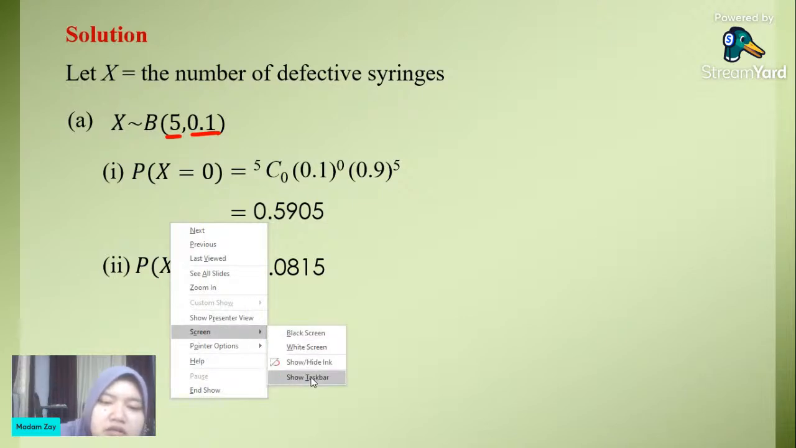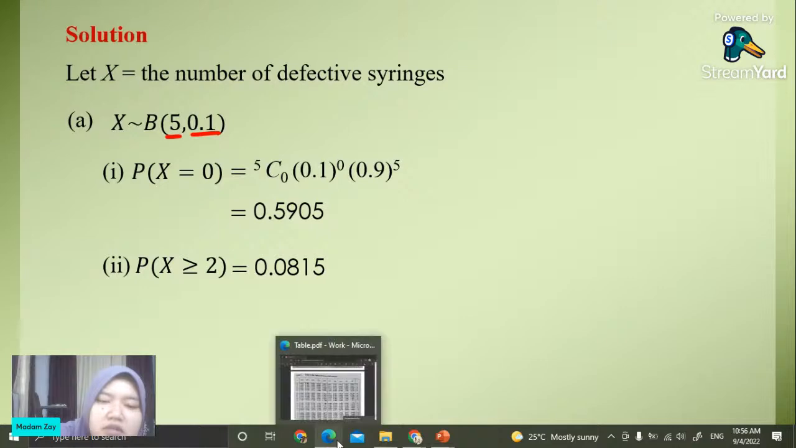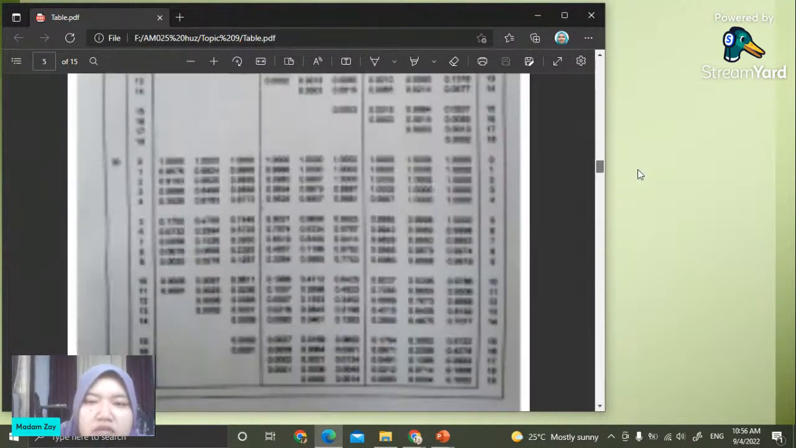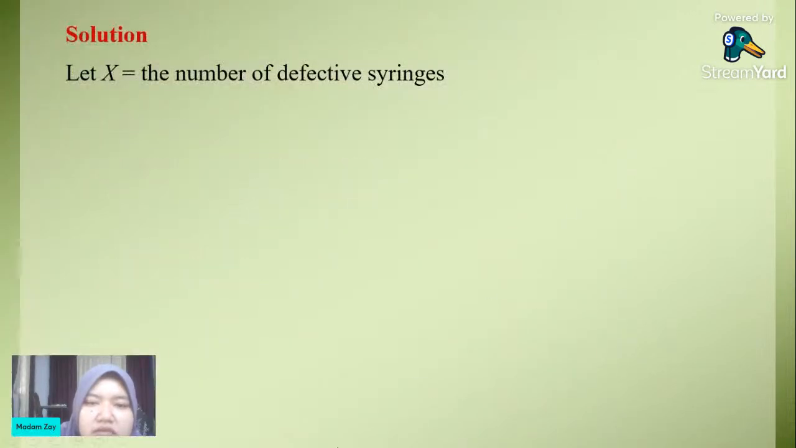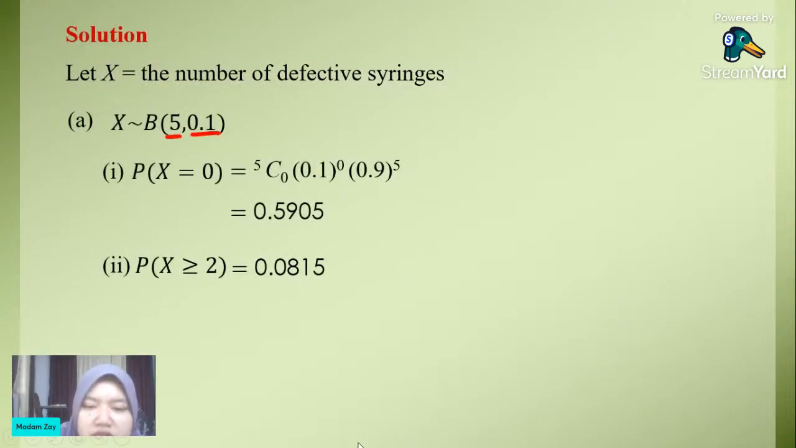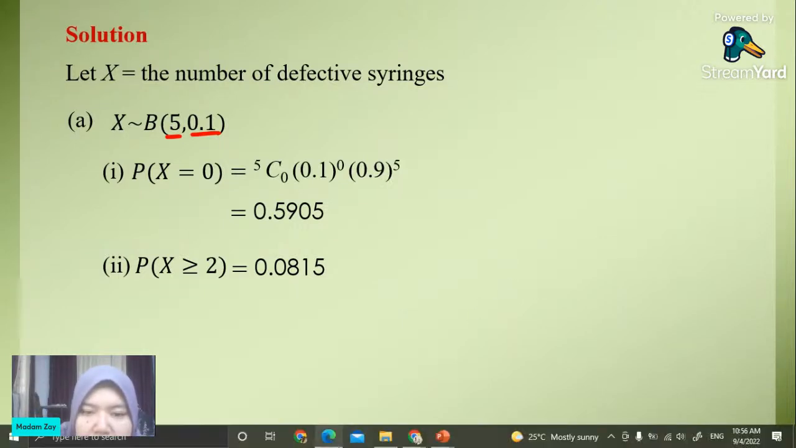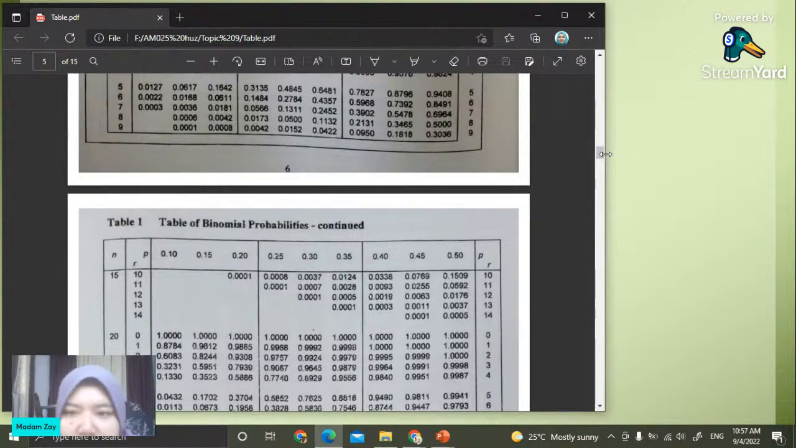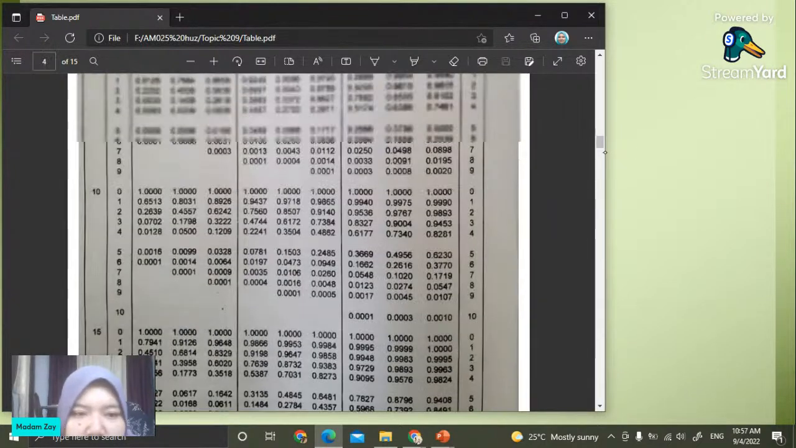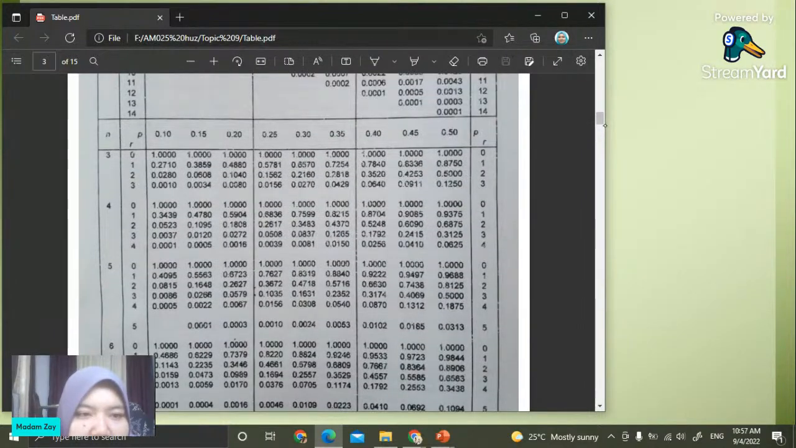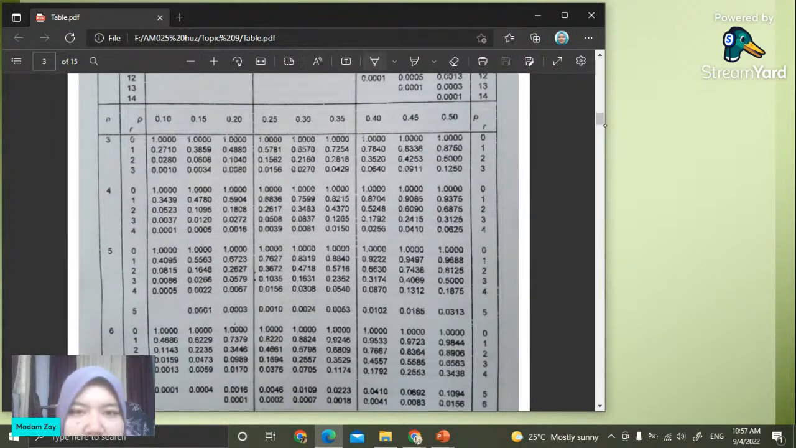Show taskbar. So we have the table for n equal to 5, p equal to 0.1. Where is n equal to 5? Here, page 5. N equal to 5, p equal to 0.1 for X more than or equal to 2.